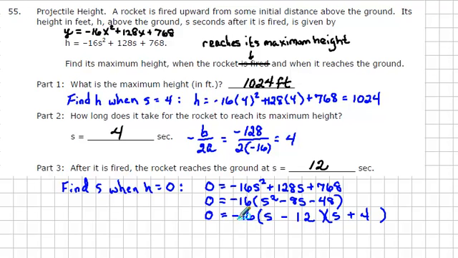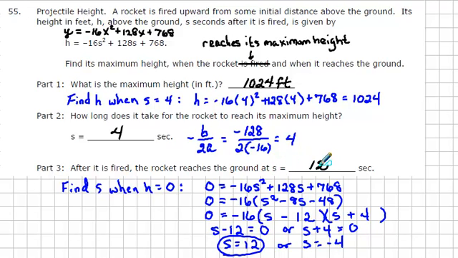And then in order for a product to be 0, one of the factors must be 0. Negative 16 does not equal 0. So that means that either s minus 12 is equal to 0 or s plus 4 is equal to 0. And then we solve each of these. s is equal to 12 or s is equal to negative 4. Well, negative 4 doesn't make sense in the context of this problem because that's before the rocket was fired. The solution is s is equal to 12. So after it is fired, the rocket reaches the ground at s is equal to 12 seconds.